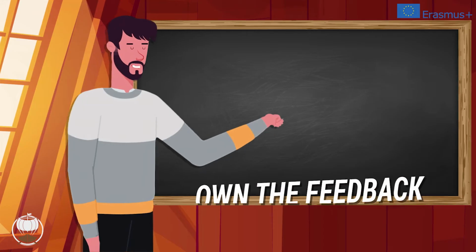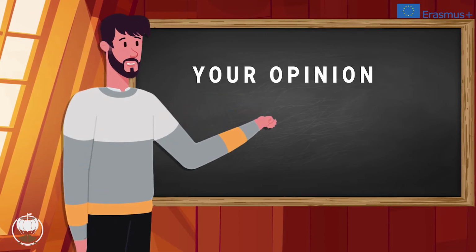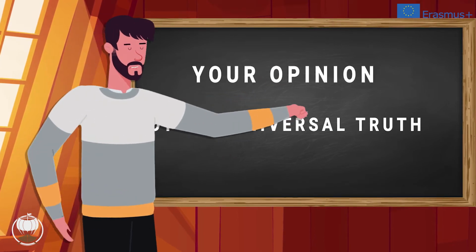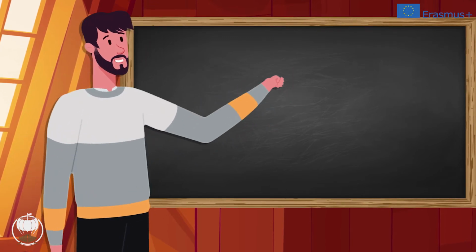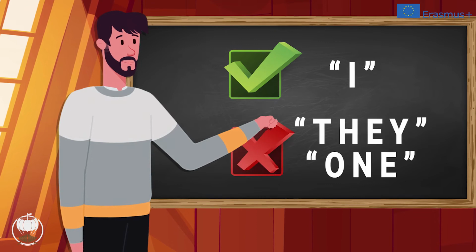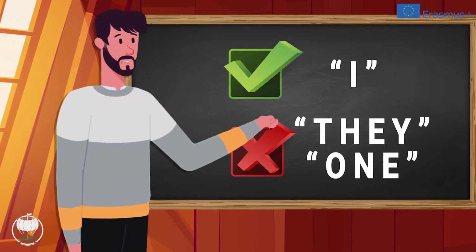Own the feedback. When offering evaluative comments, you are giving your opinion, not the universal truth. You think that it could be done in another way. For that, use the pronoun "I" rather than "they" or "one", which would imply that your opinion is universally agreed on.